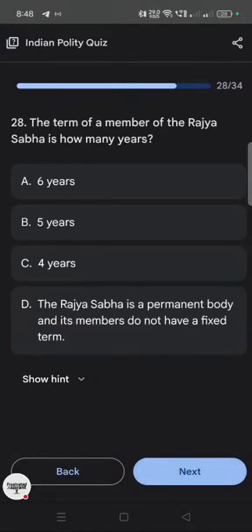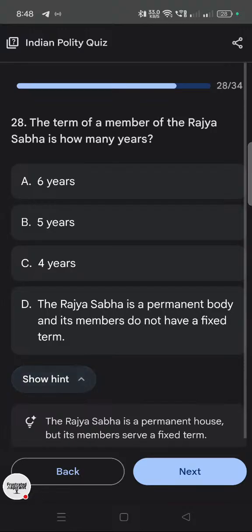The term of a member of Rajya Sabha is how many years? Two-thirds of the members retire. Rajya Sabha is a permanent body and its members do not have a fixed term collectively. The term of a Rajya Sabha member is six years.